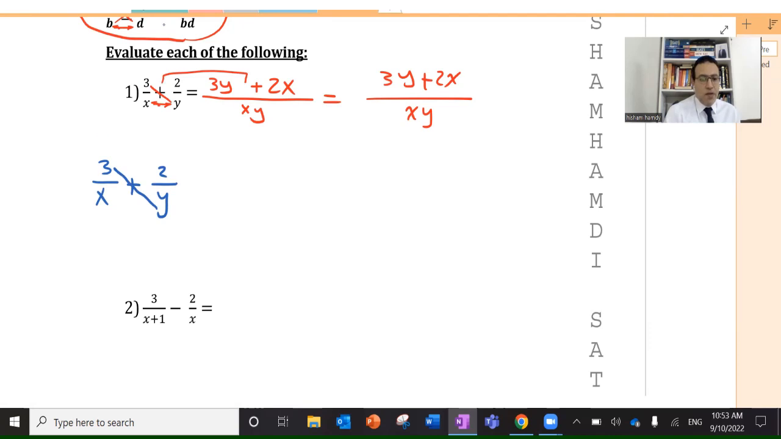Multiply 3 by y and write it up. Multiply 2 by x and write it up. And multiply down. We call this the butterfly method. So here is xy, here is 3y plus 2x.